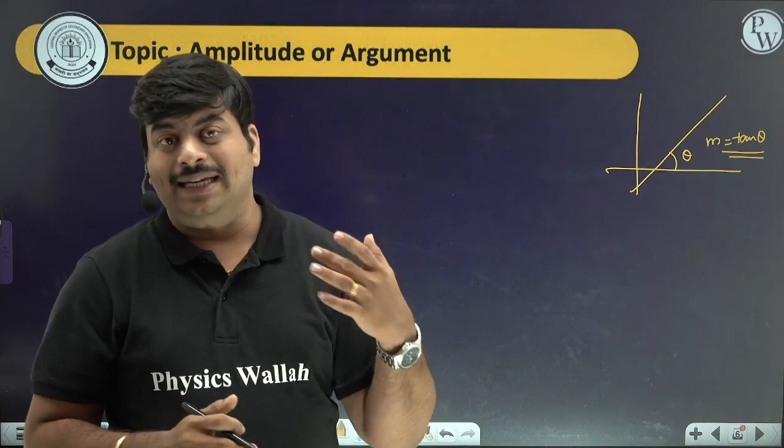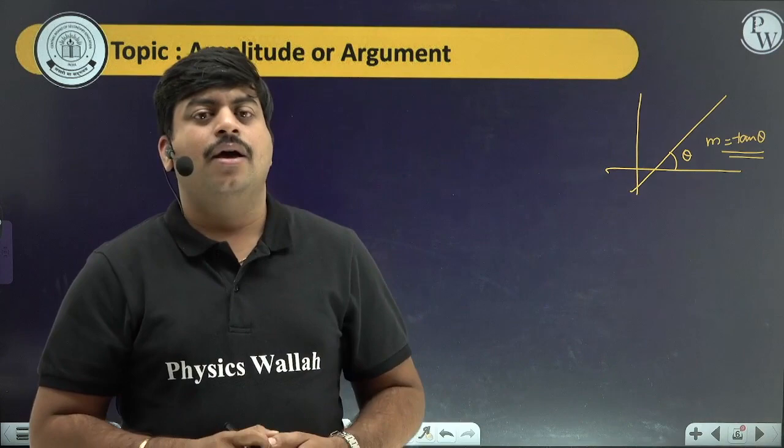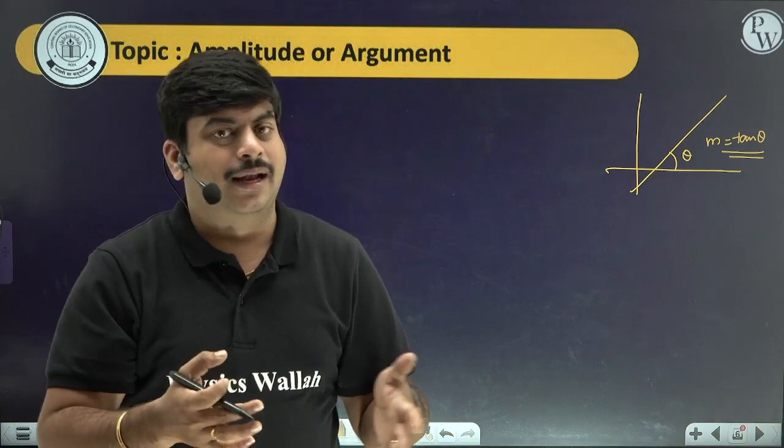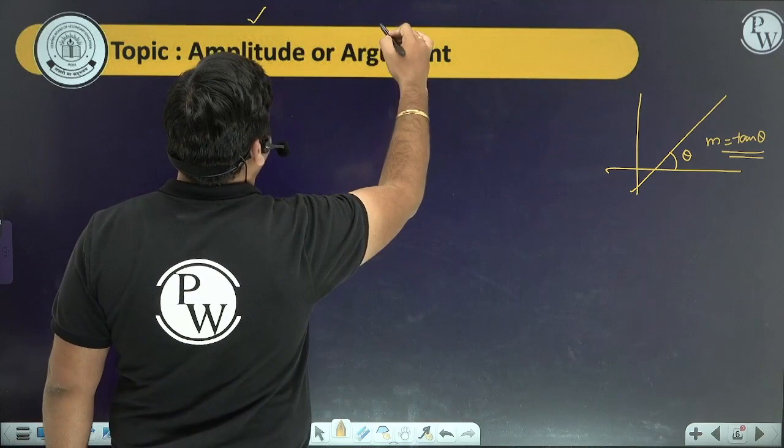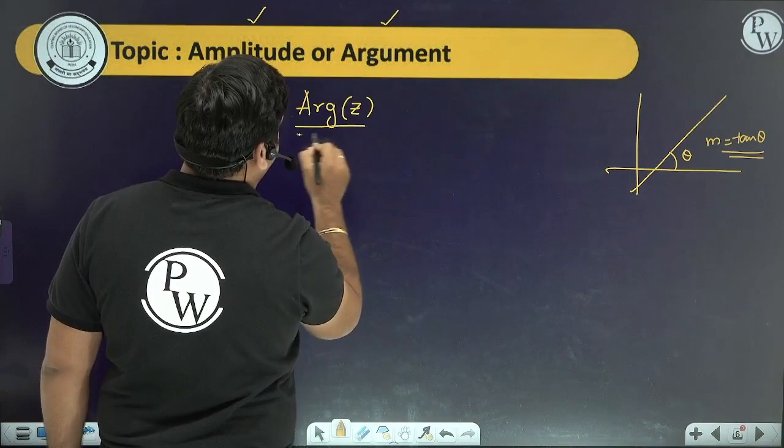The same thing, we should also have some measurement in the complex system. We should know how the line is tilted or moving. In some other cases, we need to find areas, so many things. In that case, we say amplitude, or we say argument. We say argument of z. So what is this argument, or this amplitude? Amplitude or argument, both are the same.